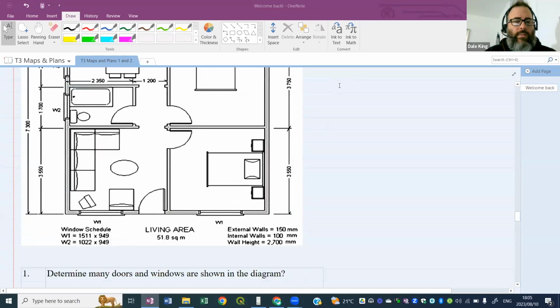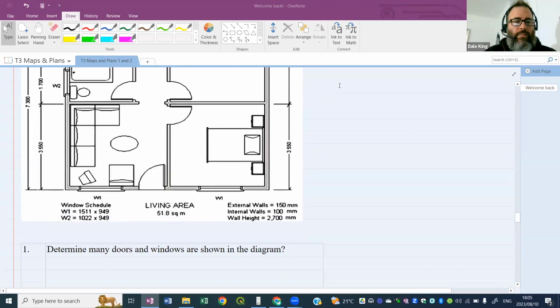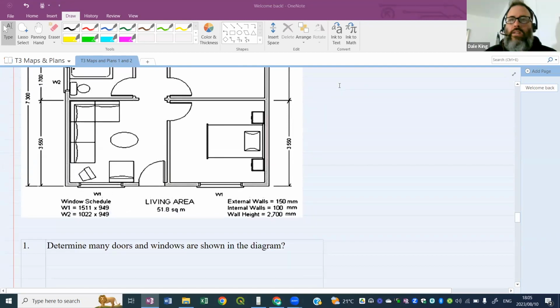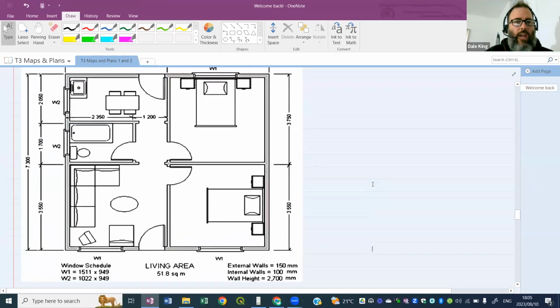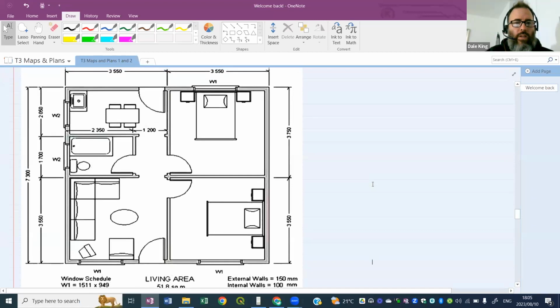Let's have a look. Question 1, nice and easy to start off with. We always start easy and we get challenging as we go. Determine how many, oops, you should say how many, not determine many. Determine how many doors and windows are shown in the diagram. All right, so I'm going to focus on the diagram. How many doors, how many windows are in the diagram?